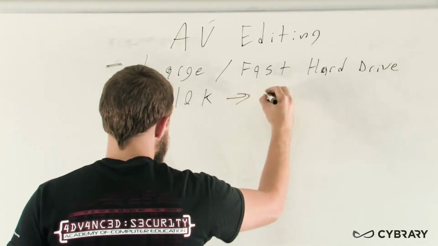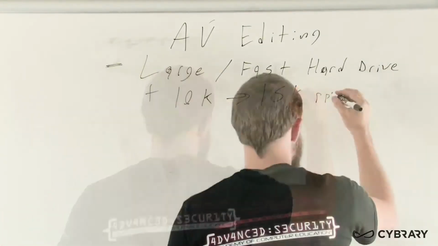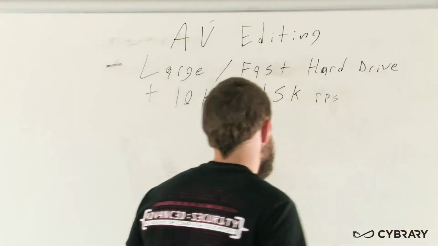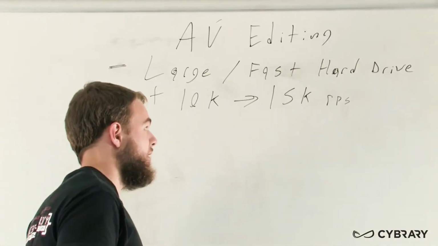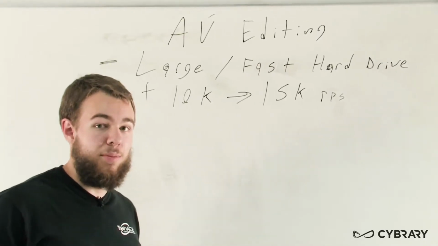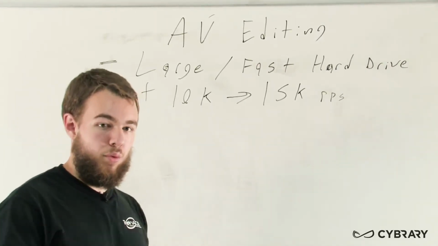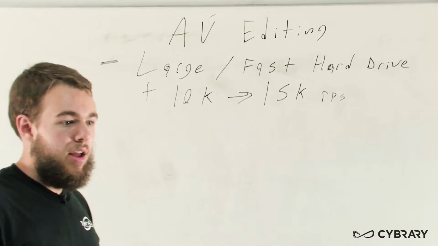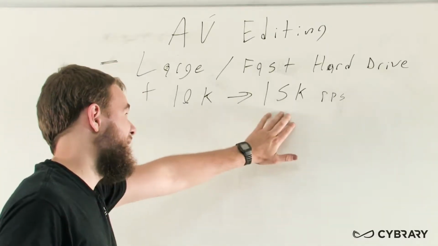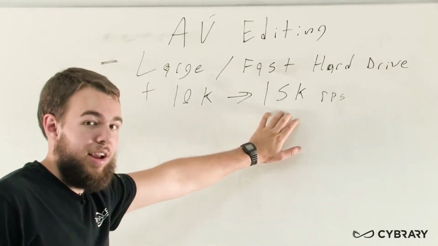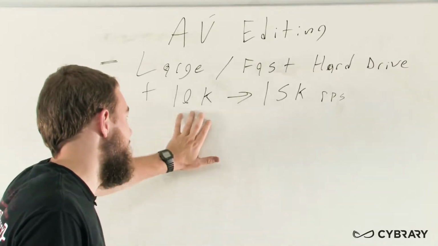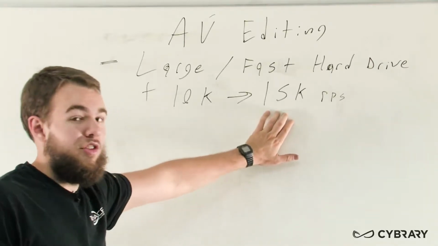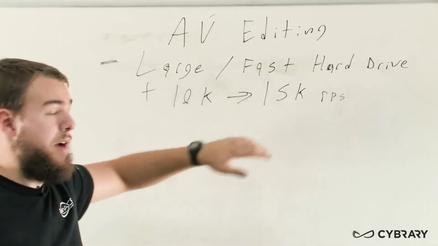rotations per minute, rotations per second. 7,200 rotations per second is standard, but we want to be looking at hard drives that are possibly 10,000 to 15,000 rotations per second for our increased read-write time. Our 15,000 rotation per second drives are going to obviously be more expensive for the same amount of space than 10,000, but depending on your situation, they may be worth the investment.